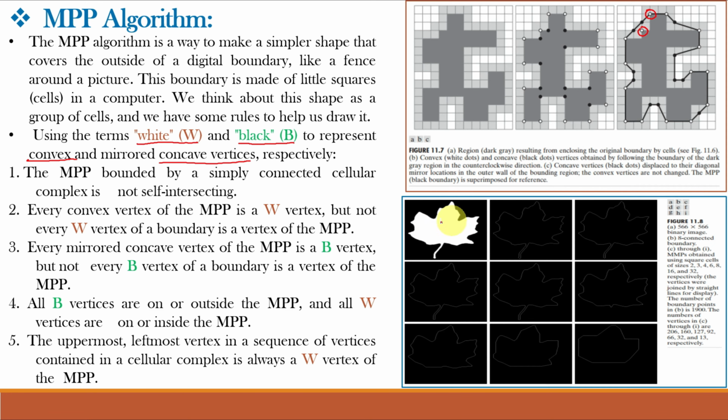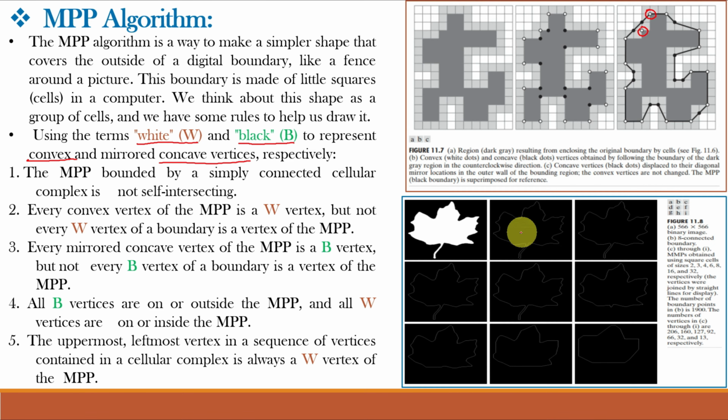Say for example, this is our binary image and this is the 8-connected boundary of this binary image. Now we want to find the MPP for this boundary. So figures C, D, E, F, G, H and I are the MPPs that are obtained using square cells of sizes 2, 3, 4, 6, 8, 16 and 32. And here the vertices were joined by a straight line for display.